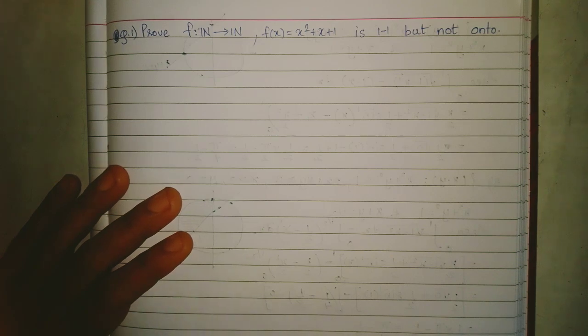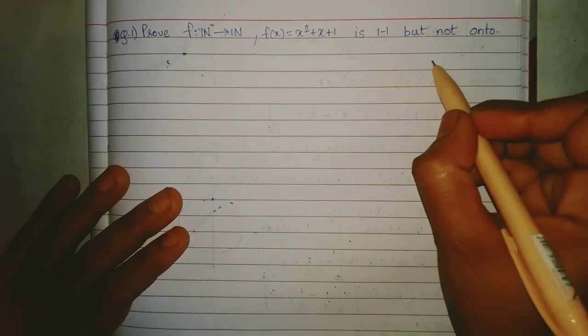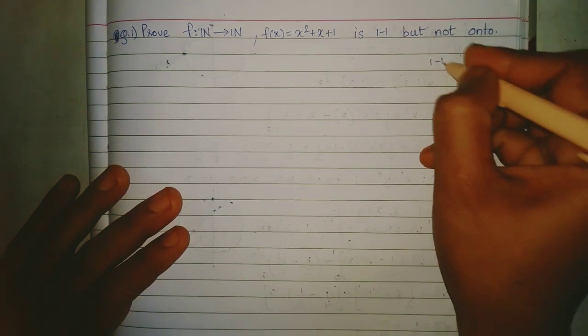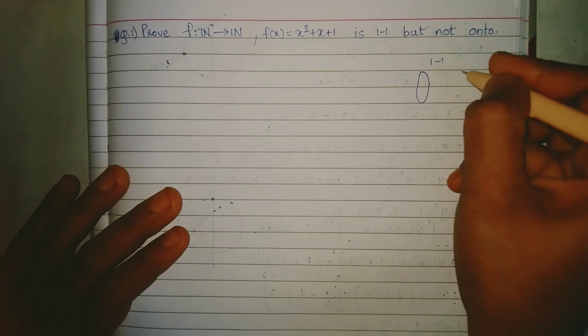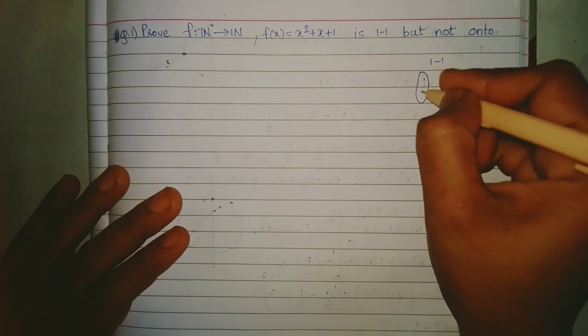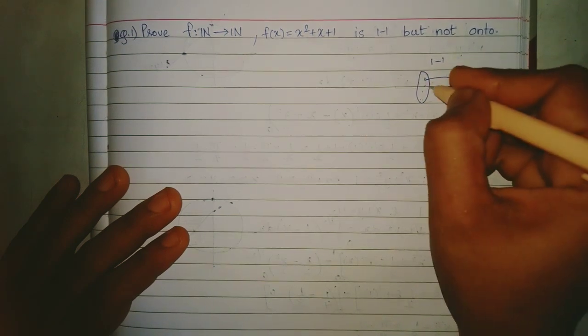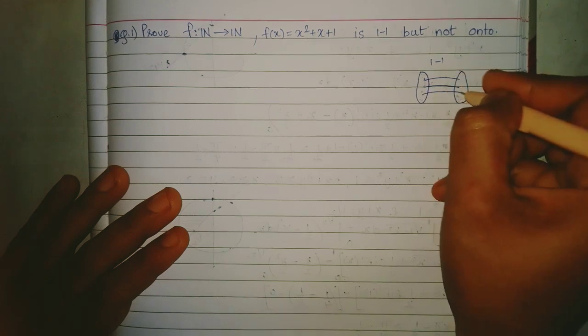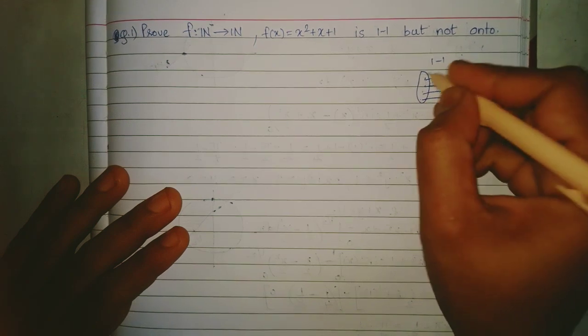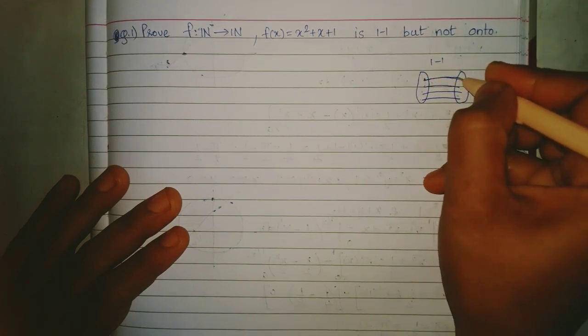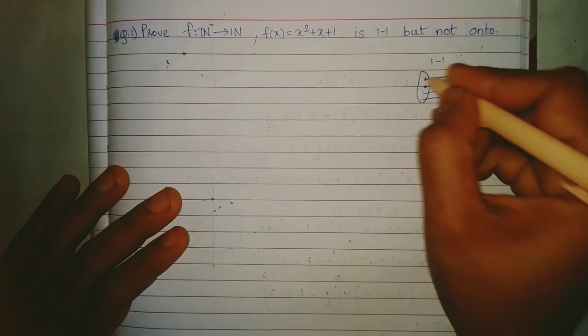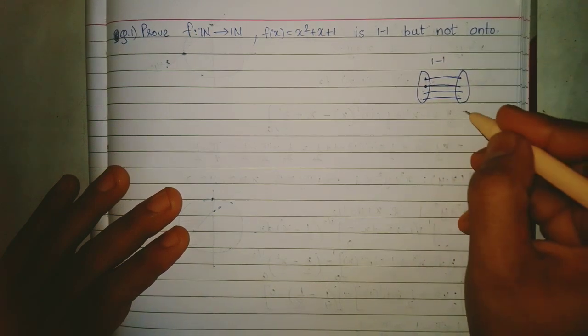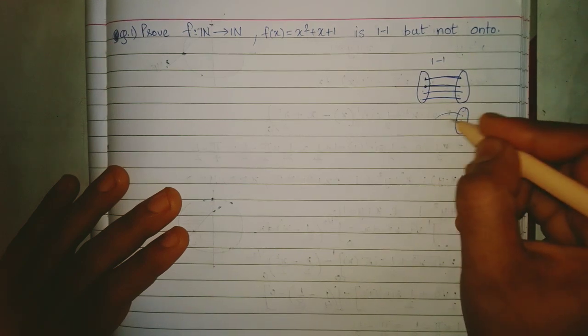First you should know what is one-one. So let's just quickly revise. One-one means elements from this set are related to another set, only one element is related to one. This is called one-one. And onto means every y in this set has a pre-image.